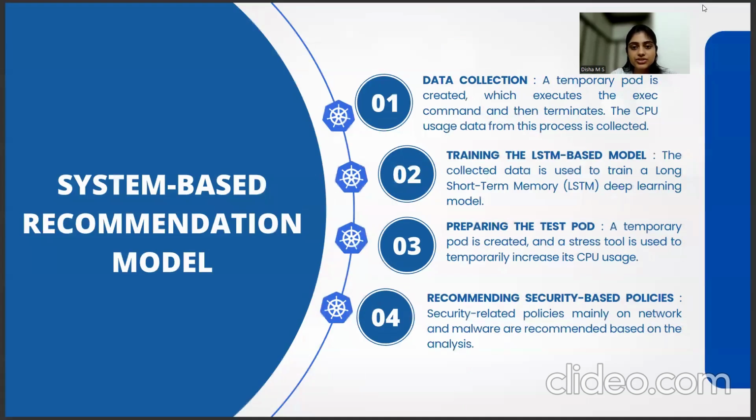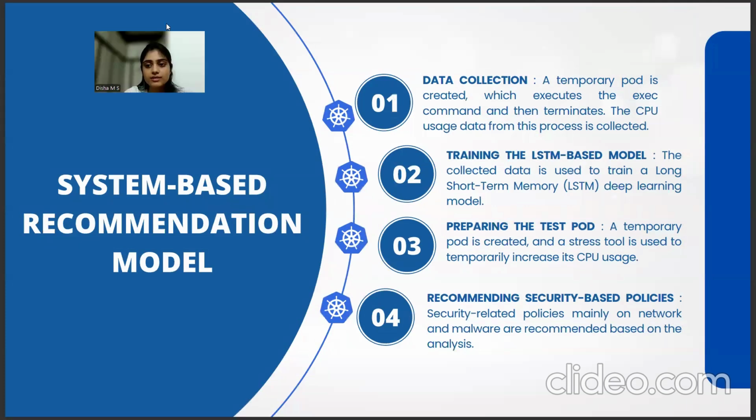Coming to the second type, which is the system-based recommendation model. The system-based recommendation model operates using advanced techniques, including deep learning, to predict and respond to potential security threats based on CPU usage patterns. This model involves several key steps. They are data collection. The process begins with data collection. A temporary pod is created to execute a command and then terminates. The CPU usage data generated during this process is collected for the analysis step. This data serves as the foundation for identifying patterns and detecting anomalies.